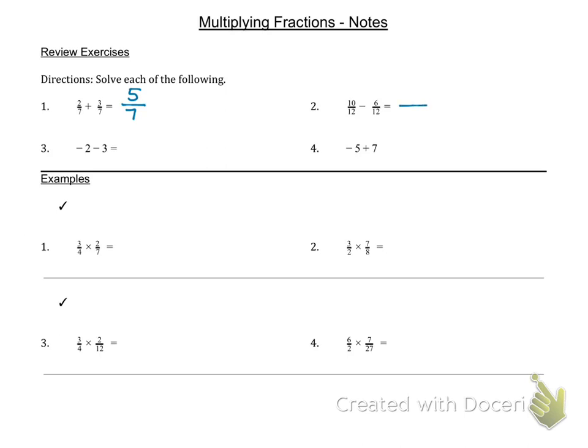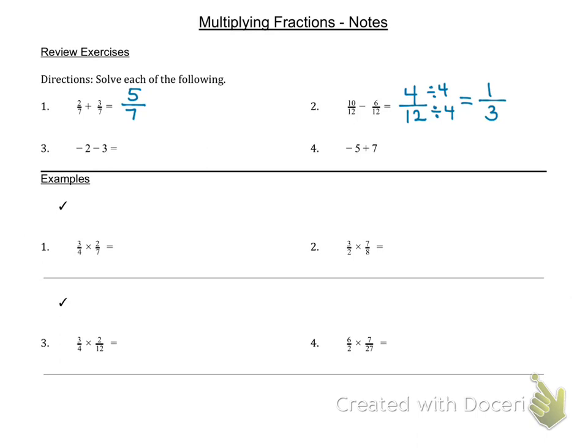Number 2, we have 10/12 minus 6/12. The denominator is the same, so we're going to subtract the numerators. 10 minus 6 is 4, so we have 4/12, and let's simplify this fraction. I can divide both the top and the bottom of the fraction by 4. So 4 divided by 4 is 1, and 12 divided by 4 is 3.